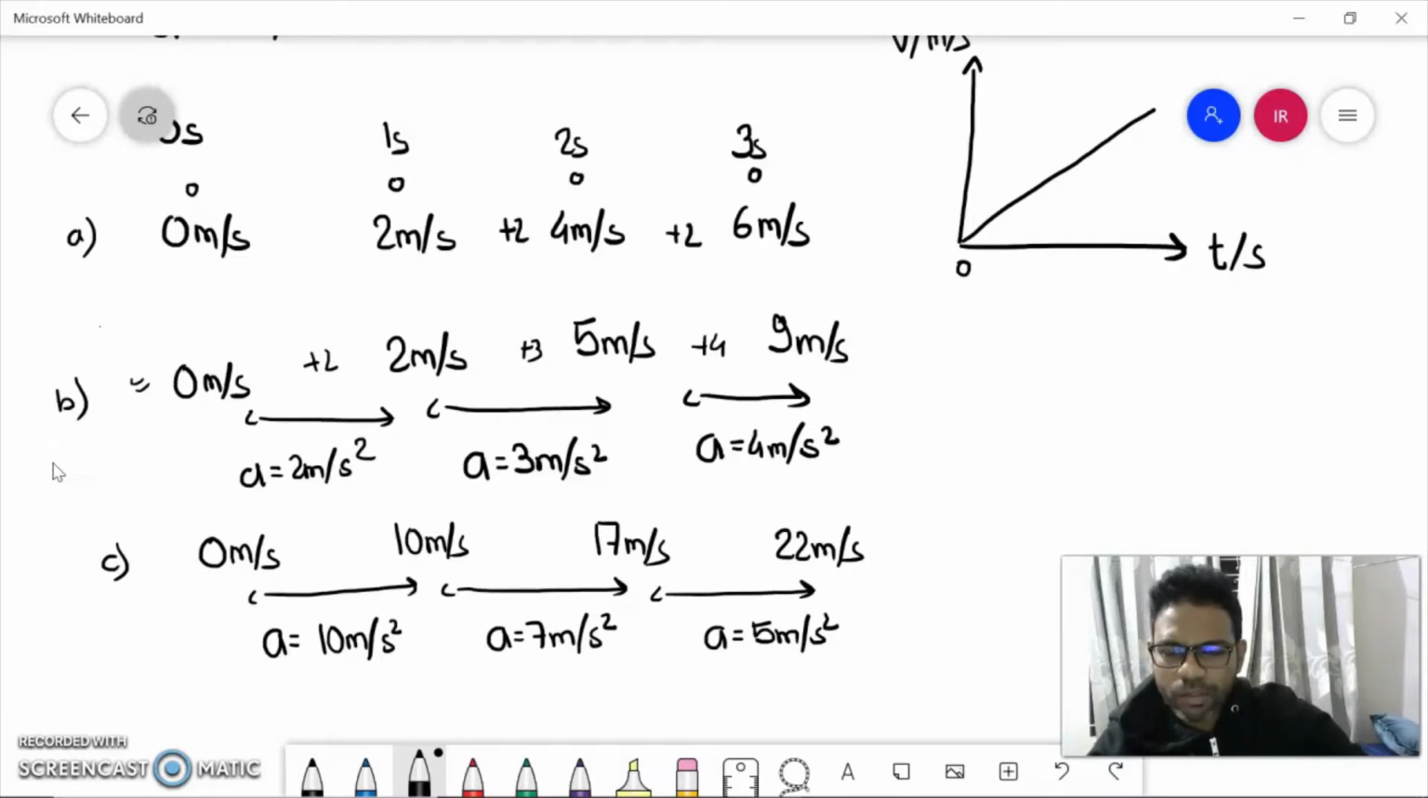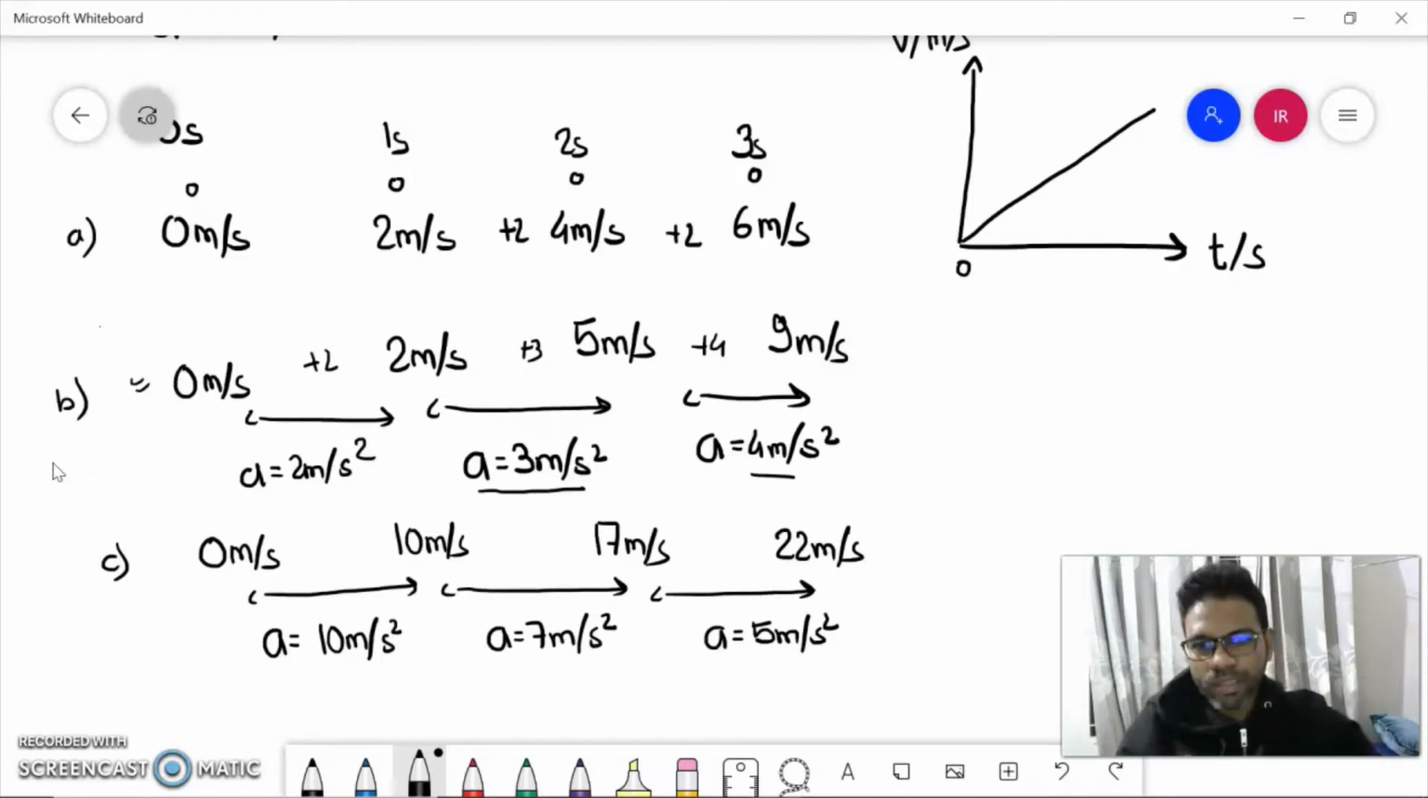So we can conclude that between 1 second and 2 seconds, the acceleration was 3 meters per second square. From 2 seconds to 3 seconds, the acceleration was 4 meters per second square. So you see the acceleration is not uniform, it's increasing, right? The velocity is increasing and the acceleration is also increasing.